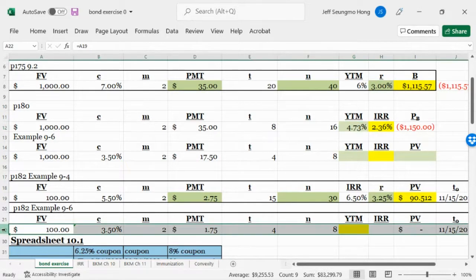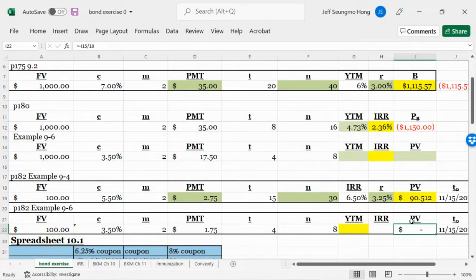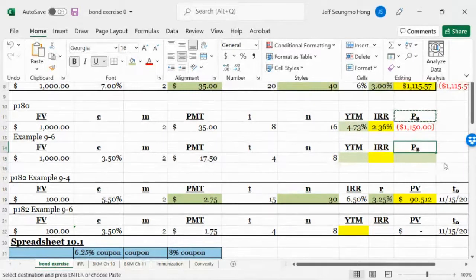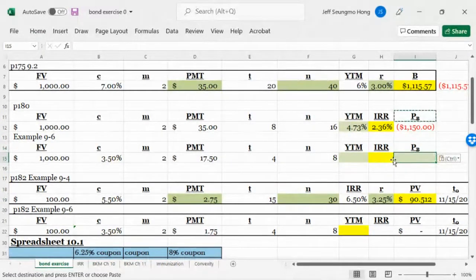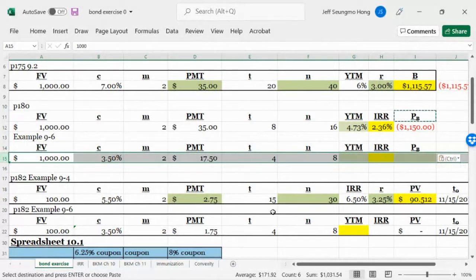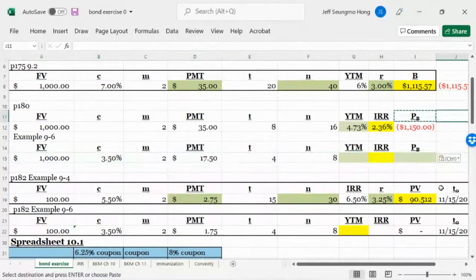So to do this example, row 22, currently I see that it uses I-15 for that. To have I-15 there, we need some yield to maturity here, which may be this one. But let me find out which one was the yield to maturity I used for this example. So we'll have to do that.